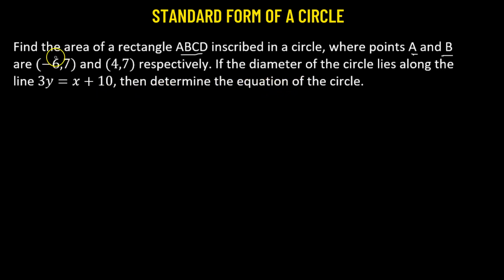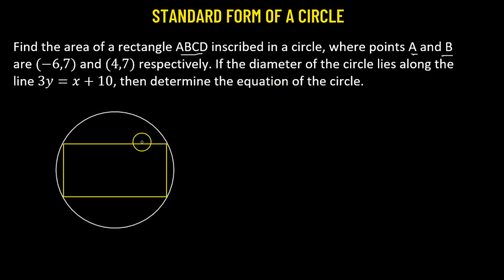So let's first try to understand the problem graphically. Here we have a circle, and let's consider the center to be represented by O. And we have a rectangle, let's name it A, B, C, D. The rectangle ABCD is inscribed within the circle. We are provided with the coordinates of the vertices A and B. So A has the coordinate (-6, 7) and B has the coordinate (4, 7).